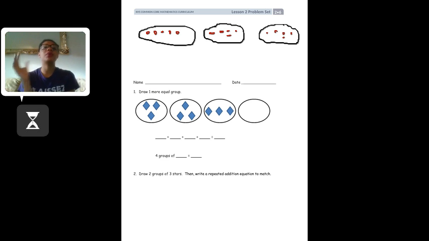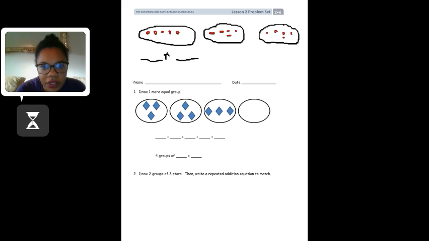Now it's time to make a repeated addition equation. So what I'm going to do, I'm going to grab my black pencil and I'm going to set up my equation. So for my first group, I'm going to draw a blank. And then I'm going to put a plus sign. And then for my second group, I'm going to draw another blank, and then put a plus sign, and then for my last group I'm going to put another blank, because I know that I only have 3 groups, so I needed 3 blanks.